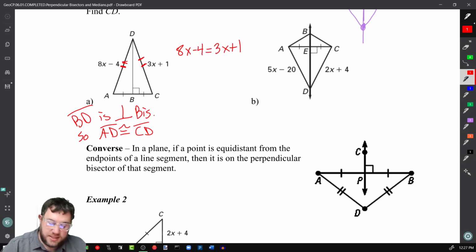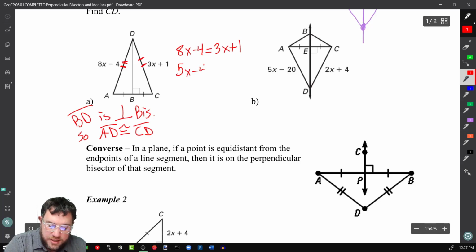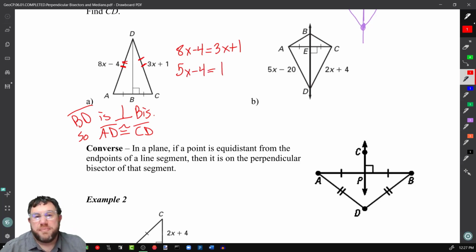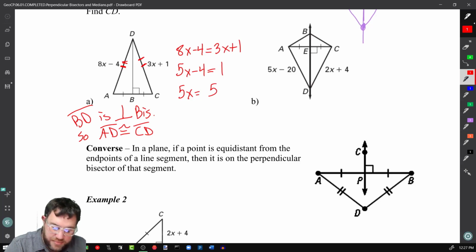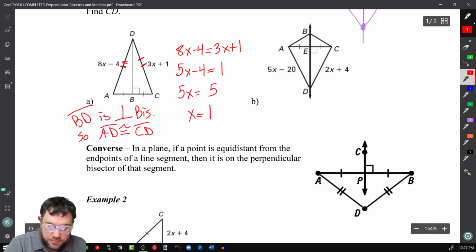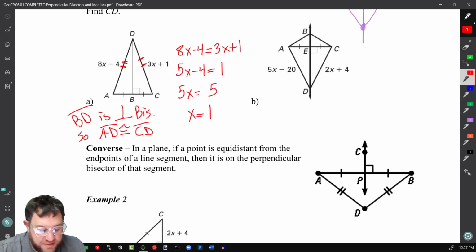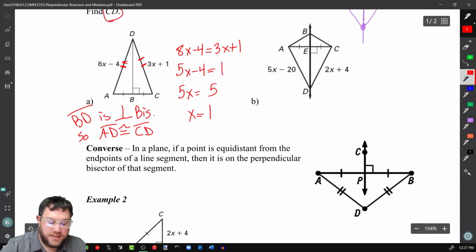Let's get all our x's on the left side, so we'll subtract 3x from both sides. That'll give us 5x minus 4 equals 1. We'll get rid of the minus 4, so we'll add 4 to both sides. 5x equals 5. Divide both sides by 5. So x equals 1. That's not what we were asked to find, though. We were told to find CD.